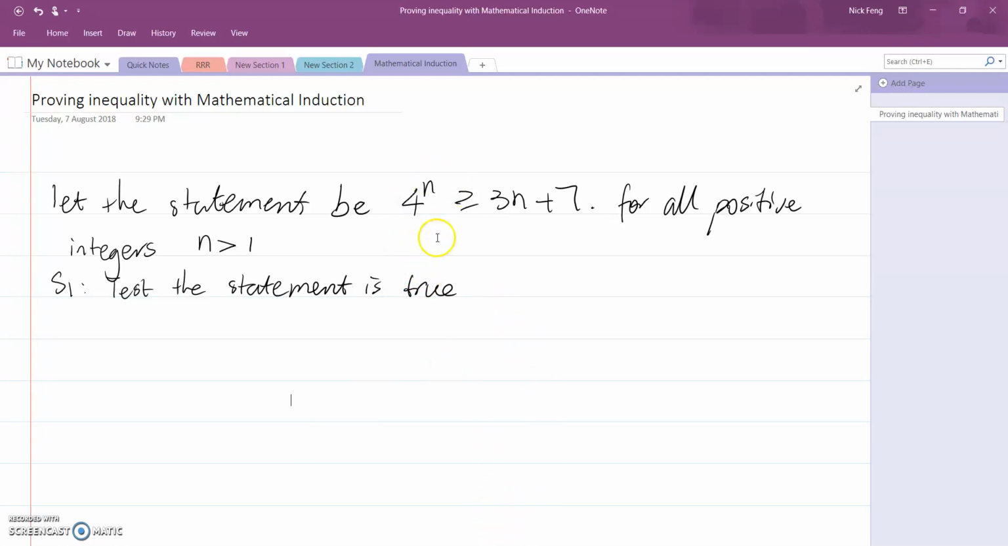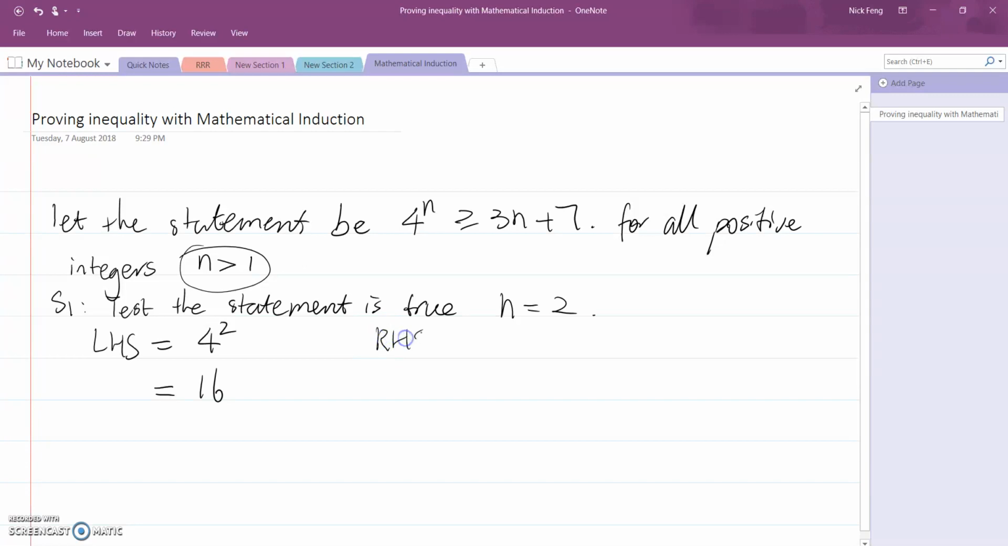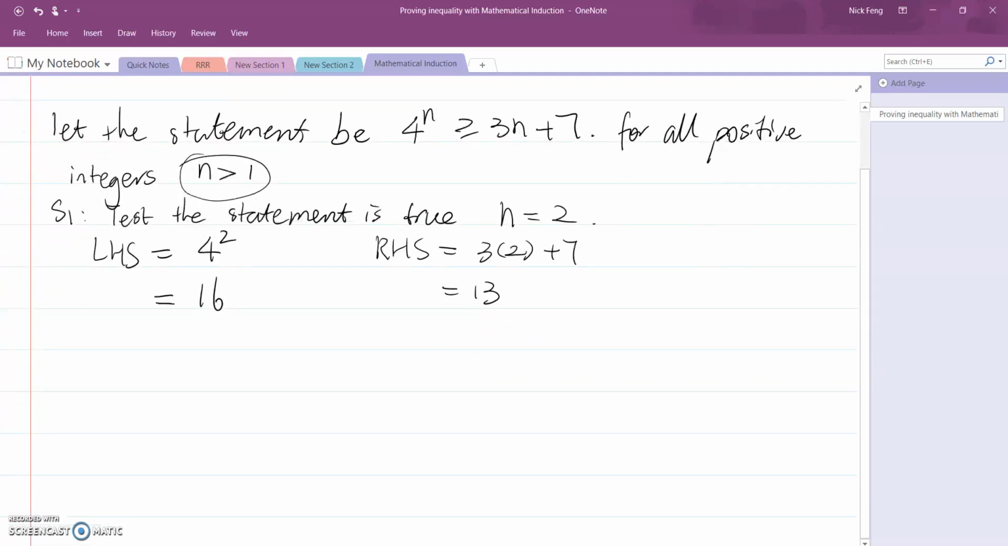So prove 4^n is greater or equal to 3n plus 7 for all positive integers n greater than 1. Because it's greater, be careful, n equals 1 is not the first case. The first case should be n equals 2. So left hand side equals 4 to the power of 2, 16. Right hand side is 3 times 2 plus 7, that is 13. So the left hand side is greater than the right hand side.